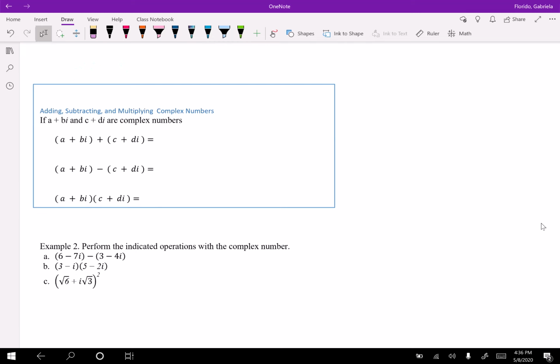So for example, when we're adding, let's say the complex number a plus bi and the complex number c plus di, we just combine like terms. Notice again, we have a plus sign in the middle, so nothing's going to change. So we have a plus bi plus c plus di. We focus on the like terms. And so we have a plus c plus bi plus di.